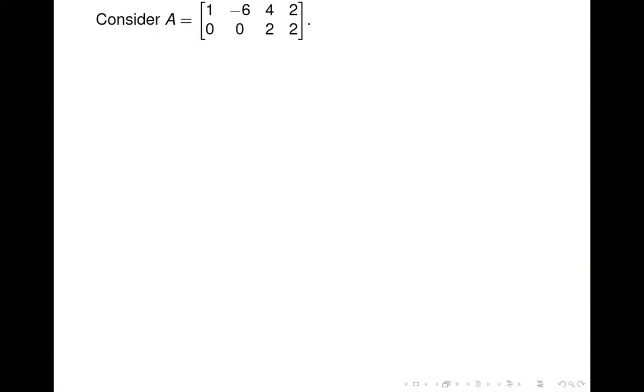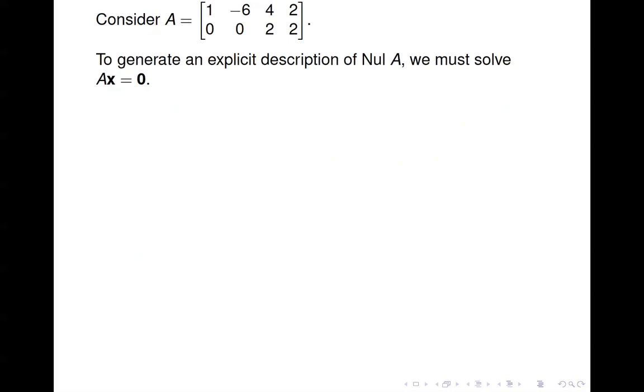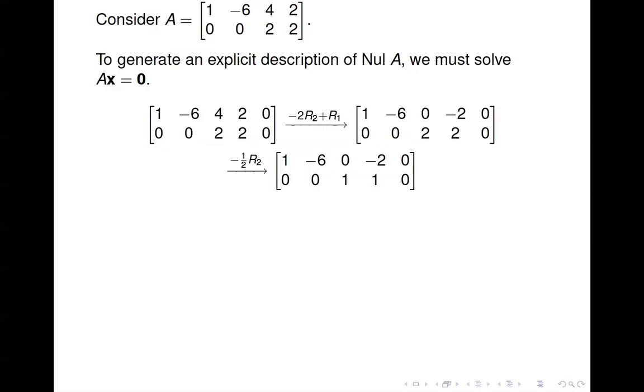Let's look at this matrix A given here. To generate an explicit description of null A, we have to solve Ax equals 0. Right? An explicit description means you can look at it and generate an entry in null A. Okay, so to do that, we have to solve Ax equals 0. So we throw that into an augmented matrix and do a couple of row operations, giving us the matrix given here. So we see the general solution is x1 equals 6x2 plus 2x4, and x3 equals negative x4, and x2 and x4 are free variables.